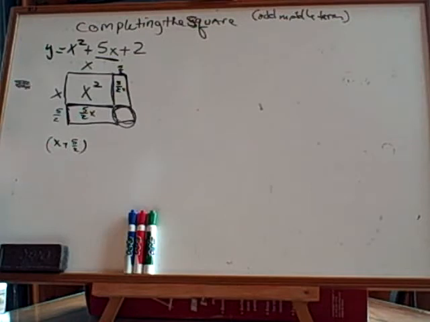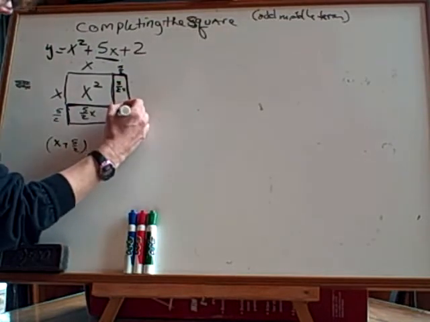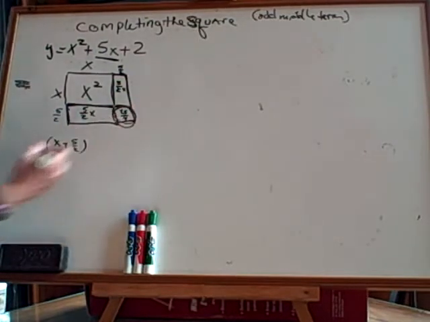In the little box? 5 over 2 multiplied by itself. Which would be what? What's 5 over 2 squared? 25 over 4. Now that's why I like to use the fractions. It's a whole lot easier to square a fraction because usually you have a smaller number on top and bottom.